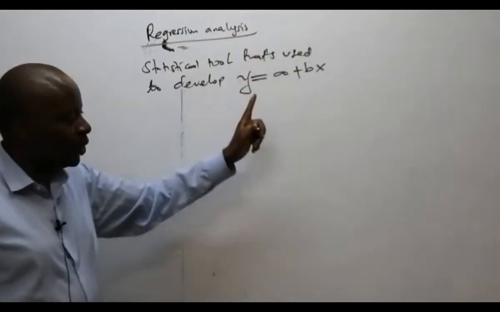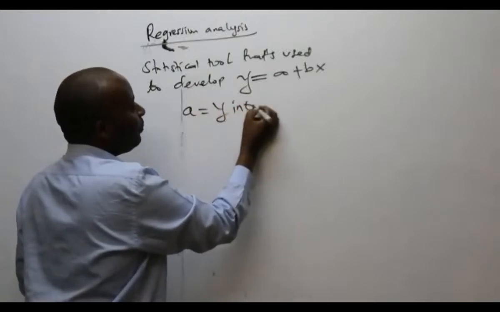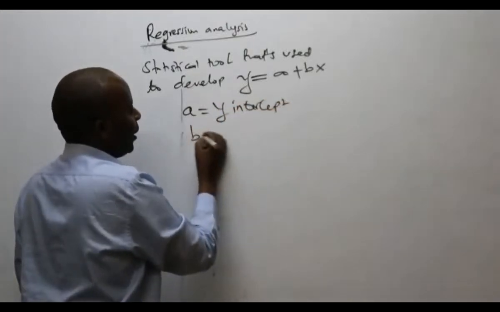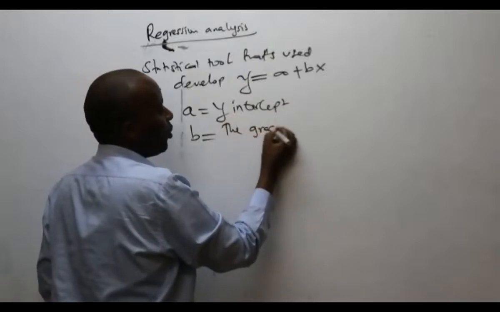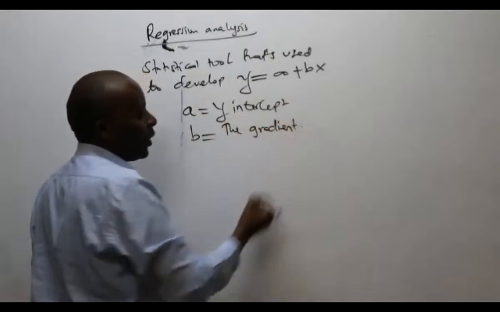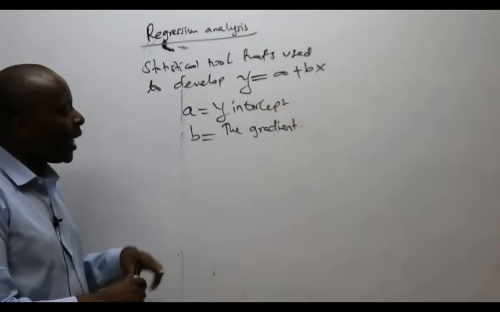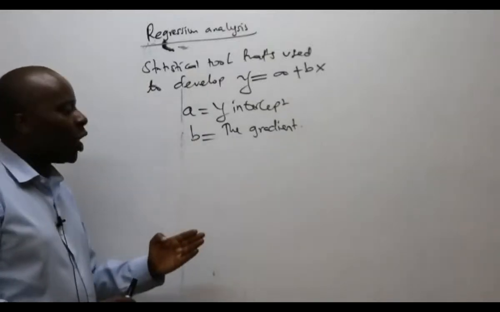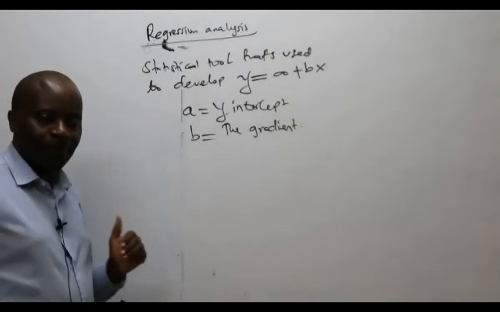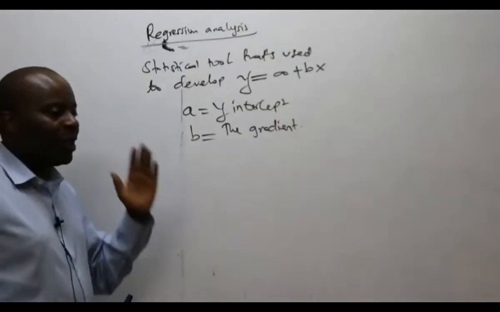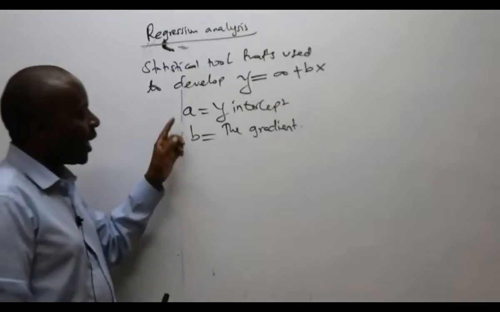And if you remember, ladies and gentlemen, a is what we call the y-intercept, and b is what we call the gradient. Now, regression analysis gives us the methodology of getting the gradient B and the y-intercept.